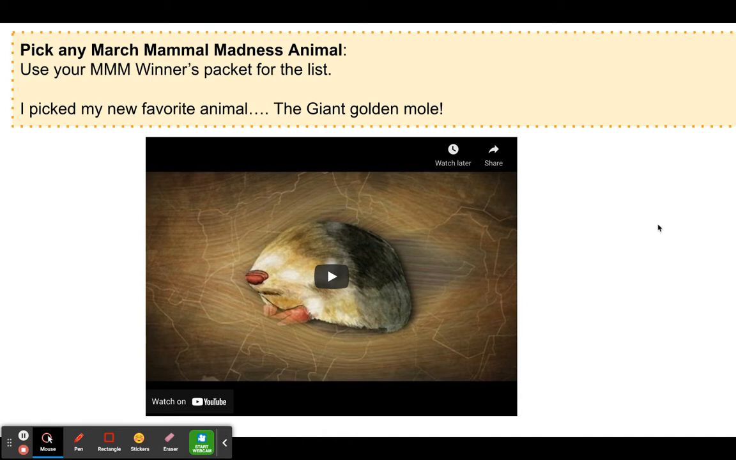I picked my new favorite animal, the giant golden mole, and I just have to show you why I love this little guy. Just watch him.